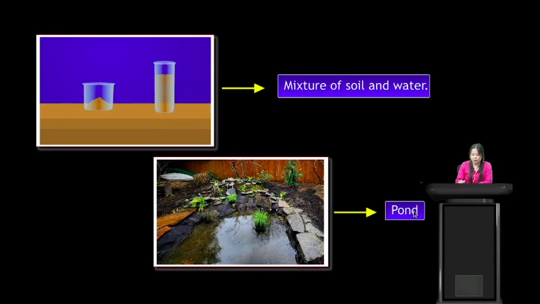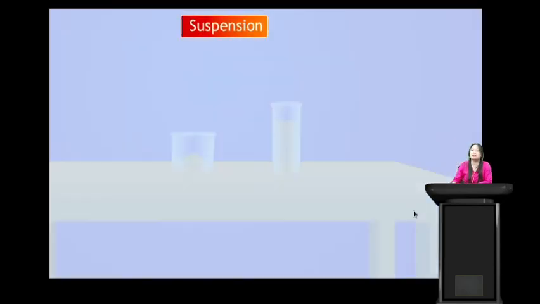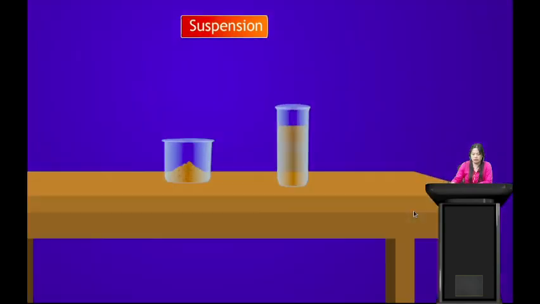Yes, students, we have seen that a pond is also a mixture of soil and water. Here we have a mixture of soil and water. So what type of mixture is this? This type of mixture is called a suspension. So this is one example.